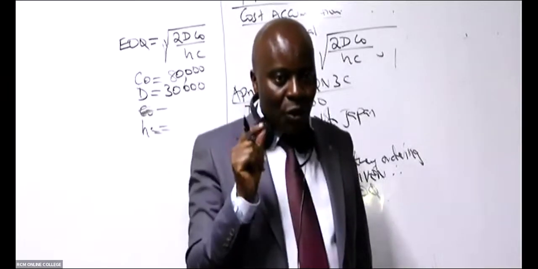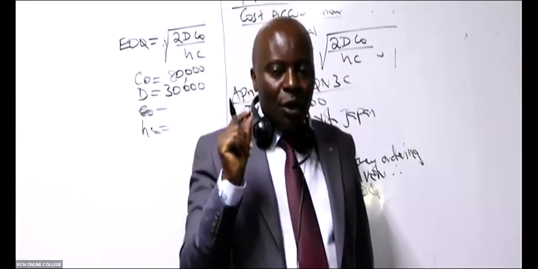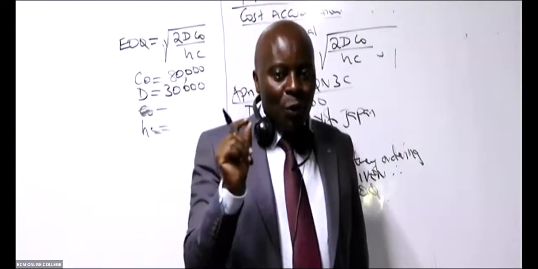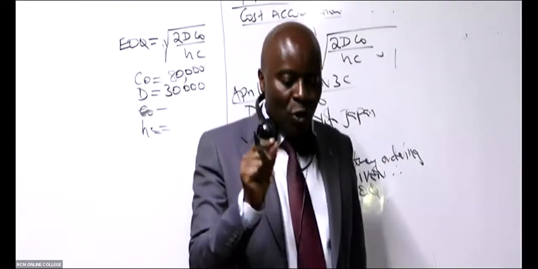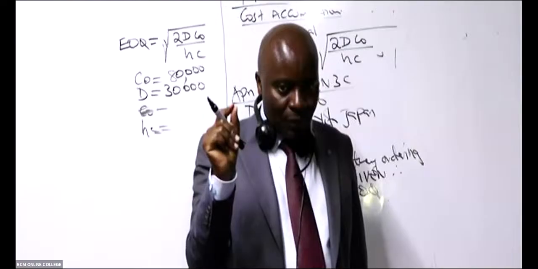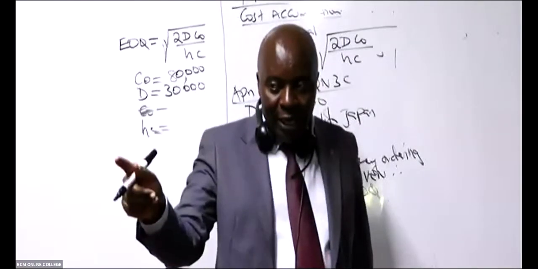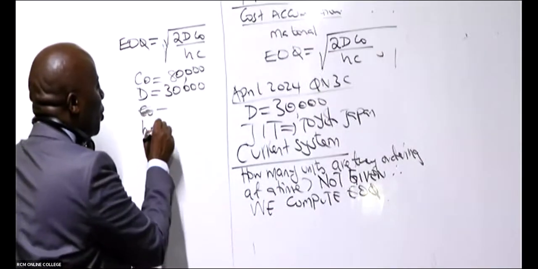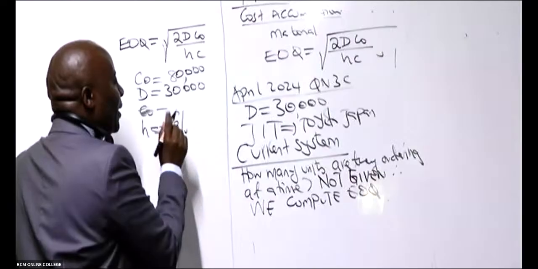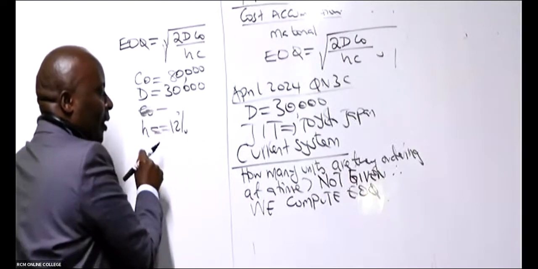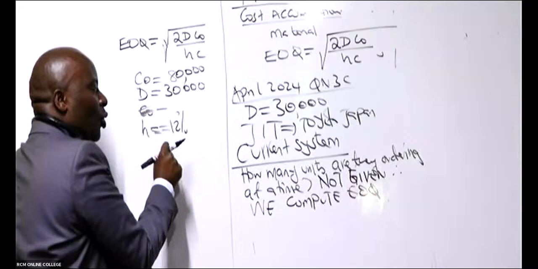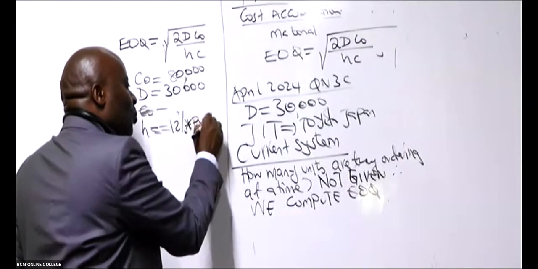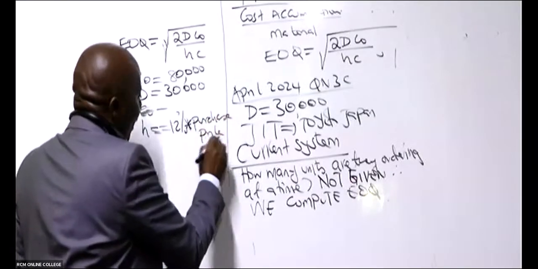For the current system, have they given me the holding cost? What is given there? Or do we say when the holding cost is given as a percentage? We multiply it with what here? The purchase price. That is what we agreed. Thank you so much. So the holding cost is given as 12%. It can never be left like that. Holding cost is in Kenya shillings. So if it is given in form of a percentage, always multiply it with the purchase price.